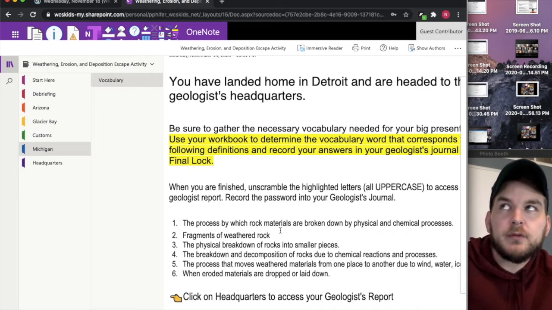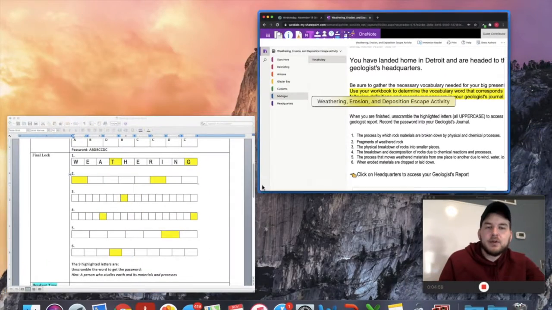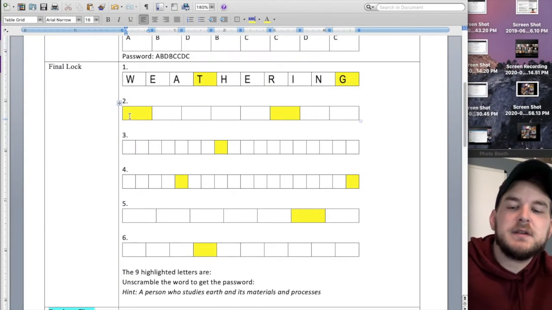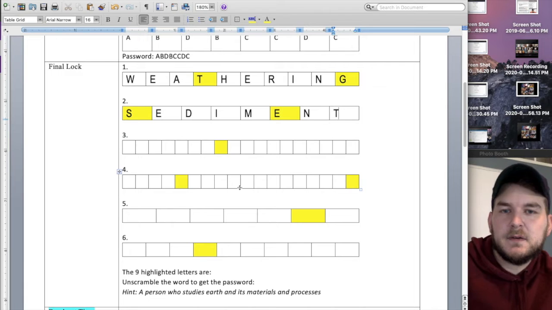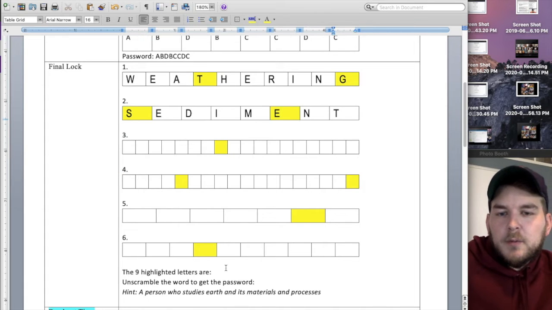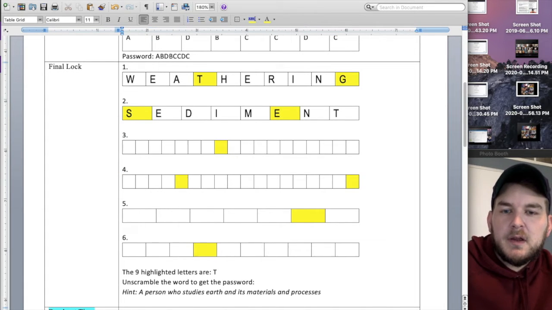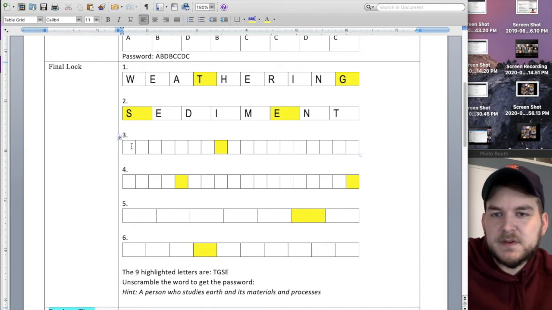Fragments of weathered rock. I believe that is going to be sediment. Okay, that fits. Let me throw these letters in here, by the way: T, G, S, E. Okay, the next, oh, this is a long one.